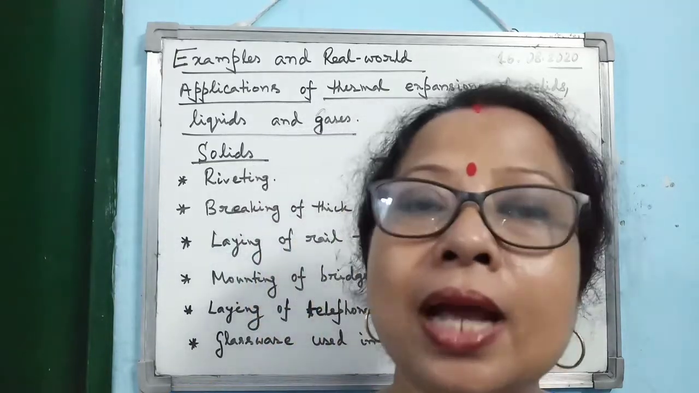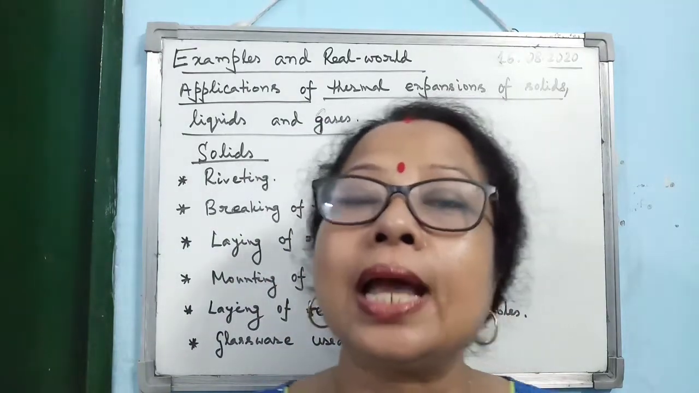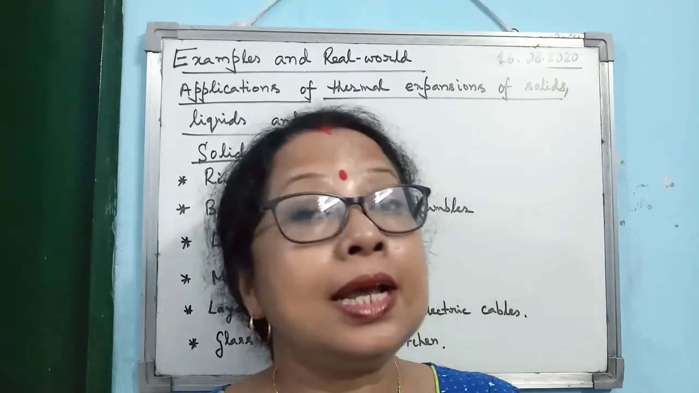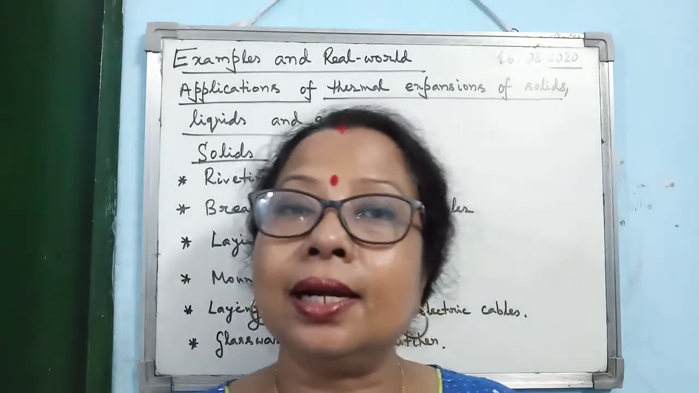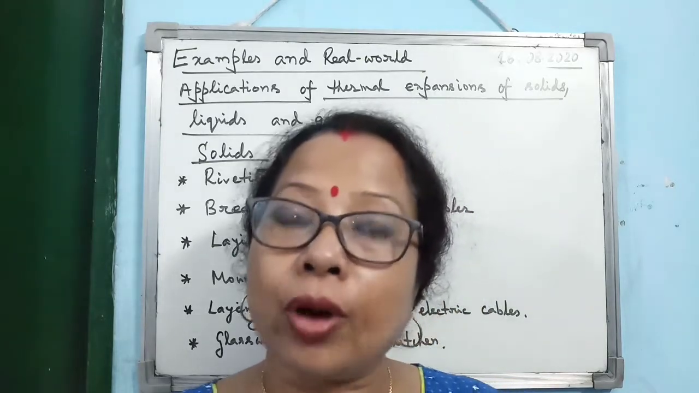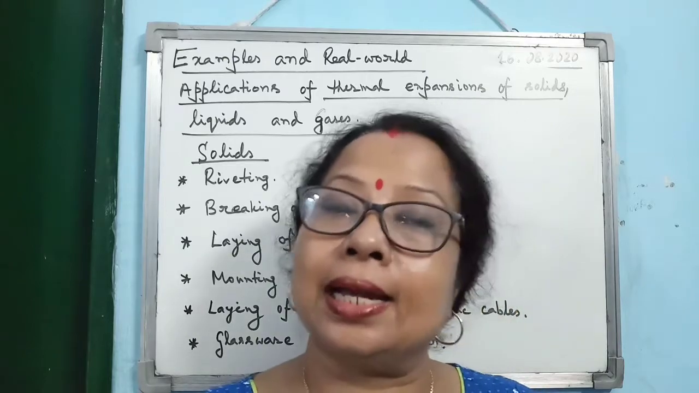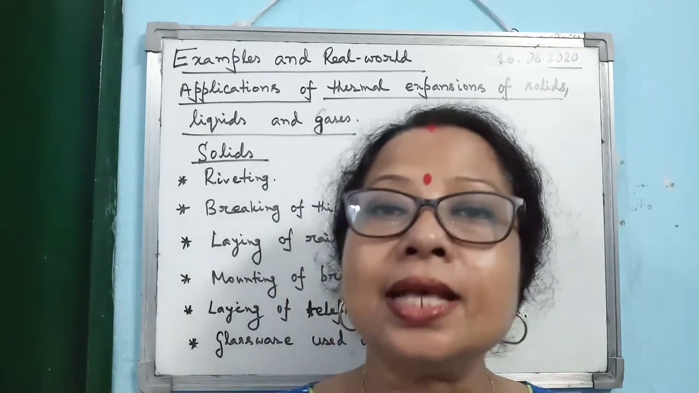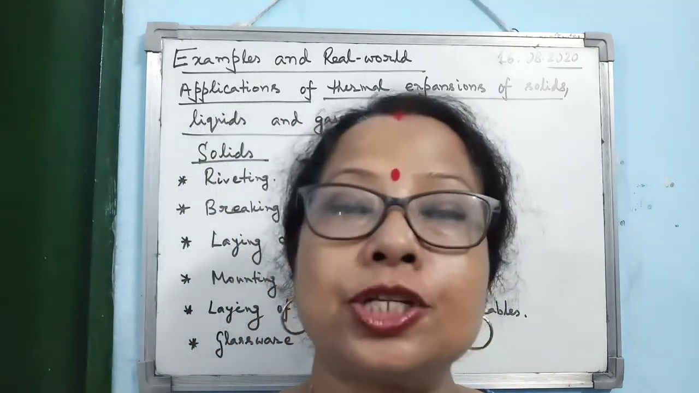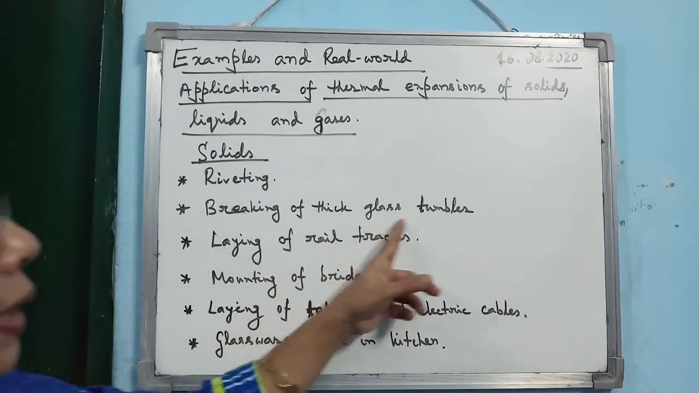So what is happening after that, when you allow it to cool down? The steel rod won't be able to regain its original shape and size. Rather, when it cools down, it will contract and it will join the two metals together tightly with one another. Alright. So, in case of riveting, we are using the concept of thermal expansion of solid. Okay. The next one is breaking of thick glass tumbler.